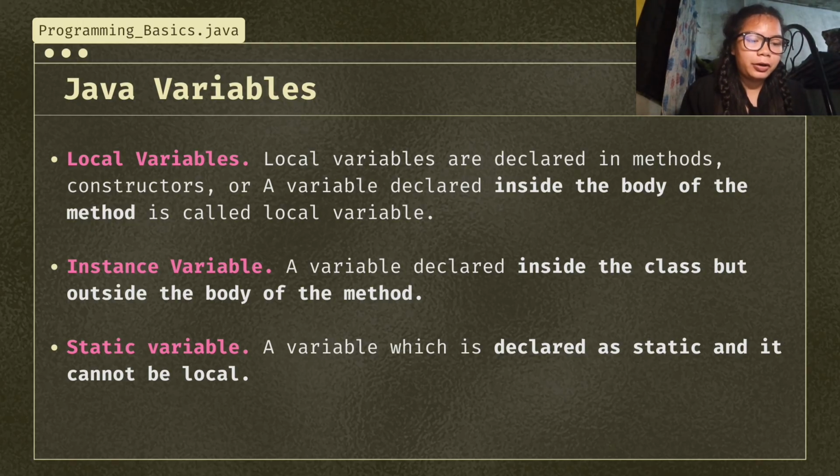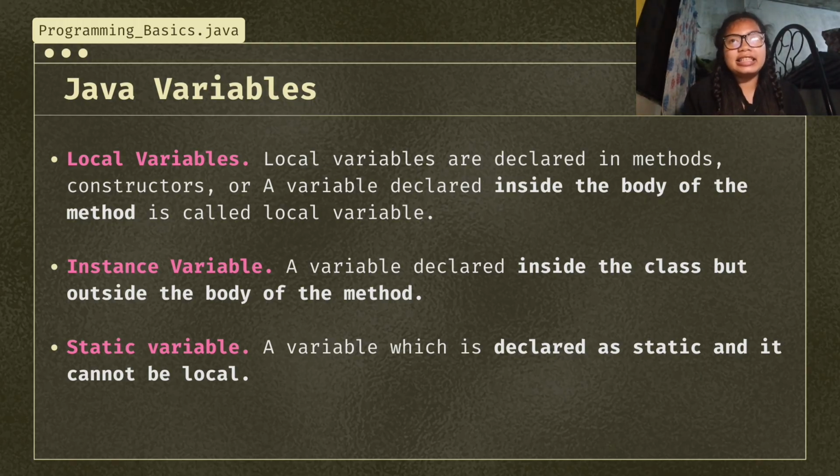A static variable is declared inside the class with the static keyword. The purpose is that it is shared by all objects and only one copy exists. The scope is accessible using the class name even without creating an object.